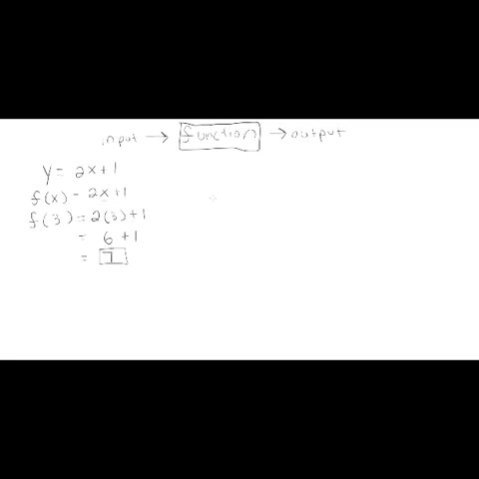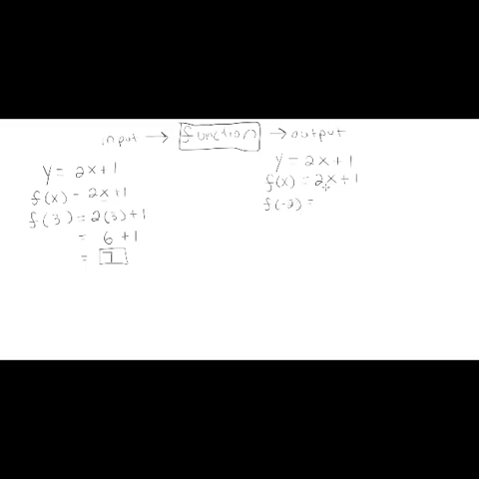Let's look at another example. We're going to use this same function, but let's see what would happen if we use a negative number like -2. So again, we have our equation, y equals 2x plus 1, right? Our function, we're going to replace this y with the function notation. So f of x is equal to 2x plus 1. We're going to input, right? Our input is going to be -2. So we're going to have f of -2.